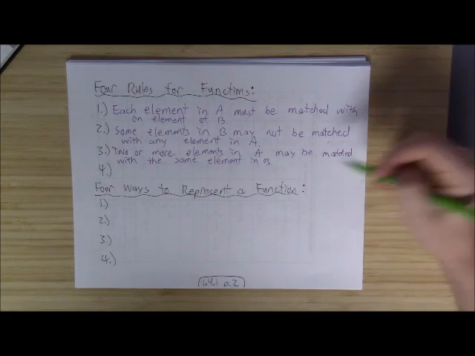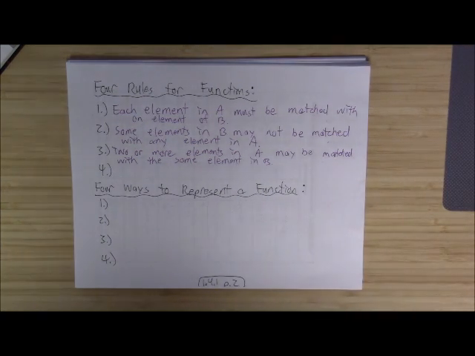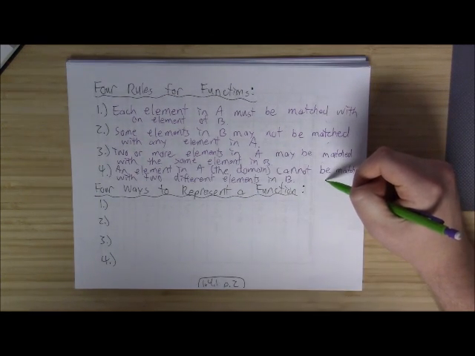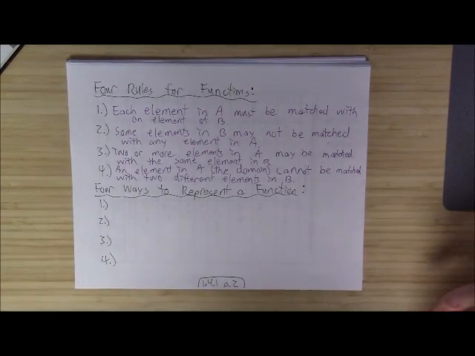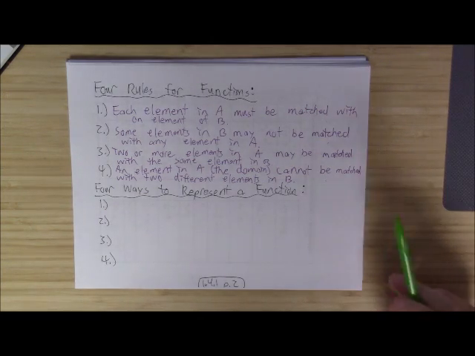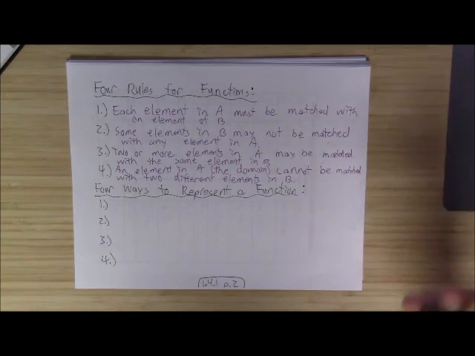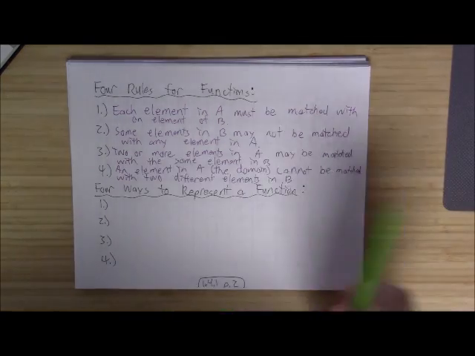Thirdly, 2 or more elements in A may in fact be matched with the same element in B. Namely, for 2 different inputs, so to speak, you can get the same output. Indeed, we saw this with the last 2 examples that we saw. Finally, an element in A, aka the domain, cannot be matched with 2 different elements in B. That is, the way we're going to say this again and again is that for every input, there's exactly 1 output. And that is sort of the golden rule of functions.